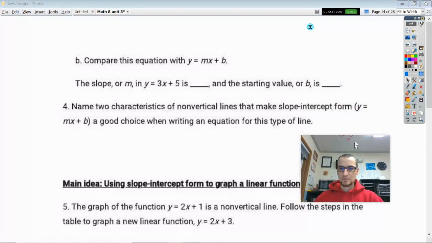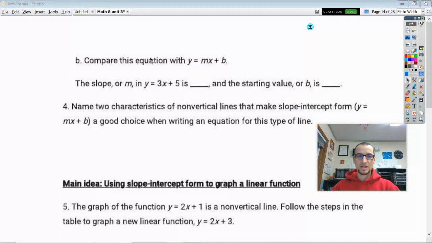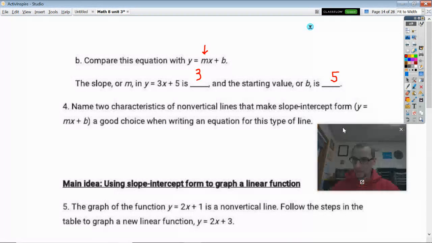Next page. So compare this equation, y equals mx plus b. The slope, or m, in y equals 3x plus 5 is 3. Because remember, slope is m. So the slope is 3. And the starting value, or b, is 5. Starting value is the same thing as the y-intercept.